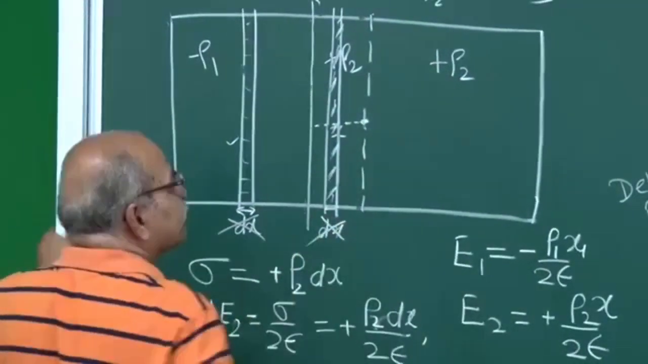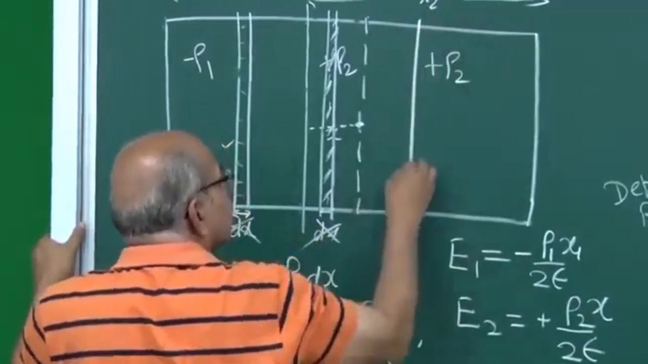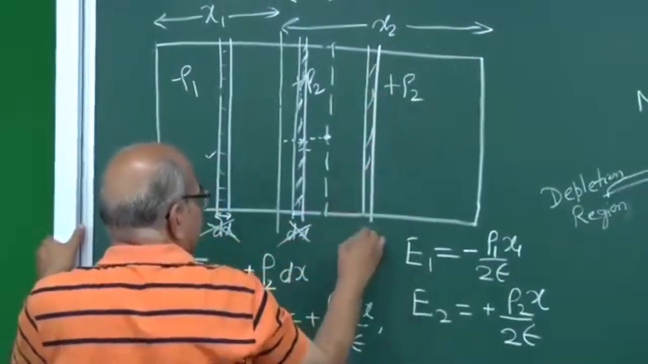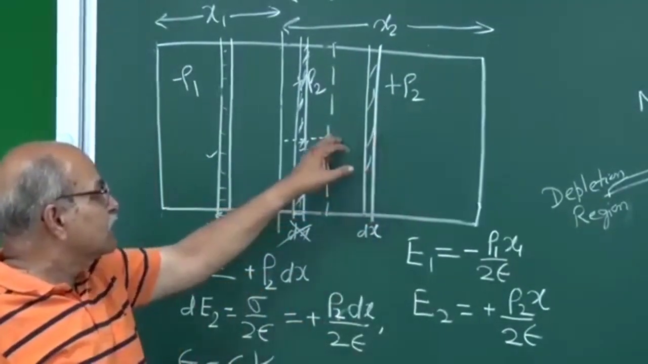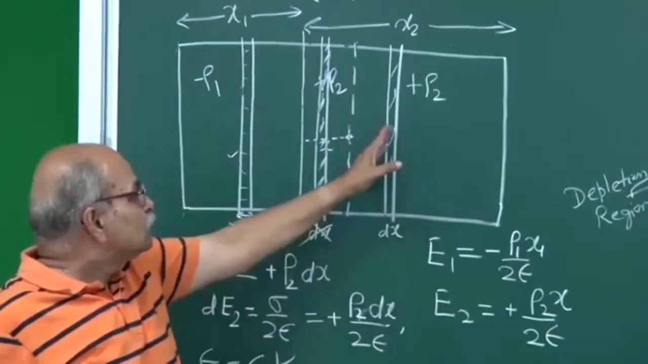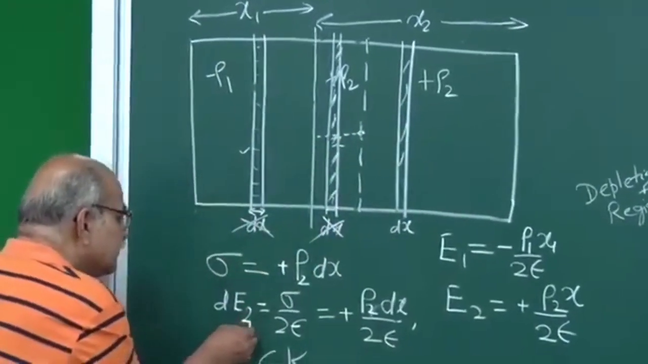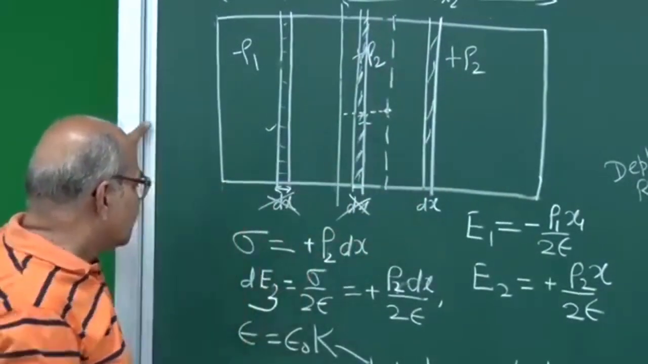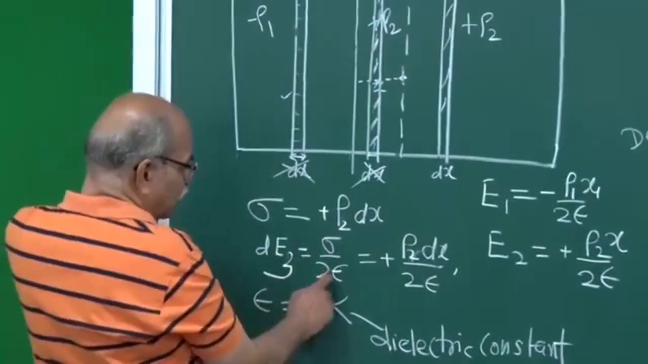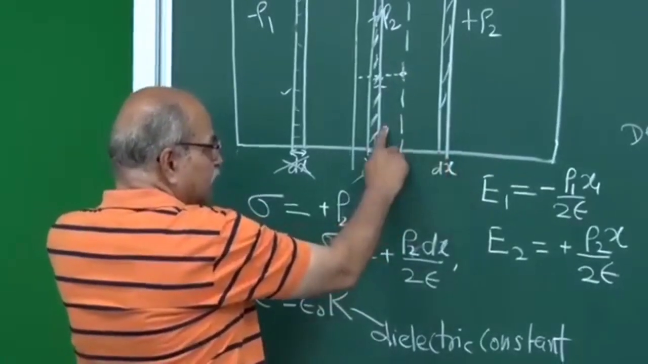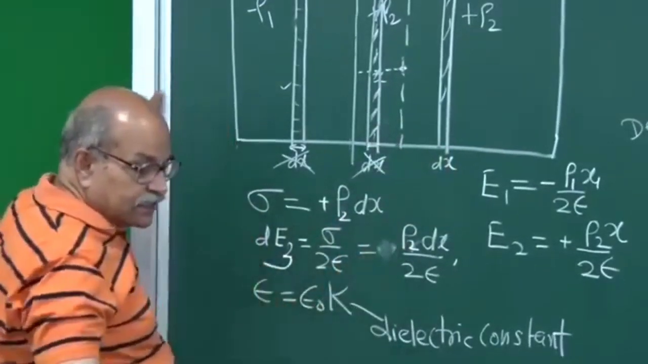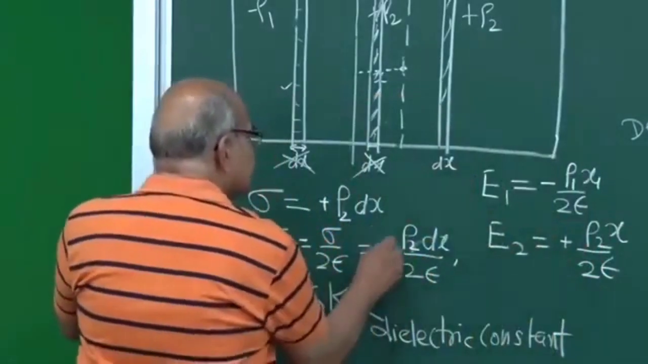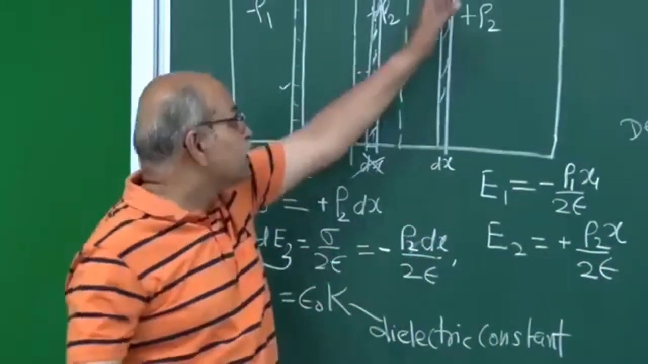So this dx is also over. So now let me take a layer here, this dx, and because of this you calculate what is the electric field here, and then integrate from this point to that point. So once again you can write dE3. So dE3 will be, the sigma remains the same because this is plus ρ2, so ρ2 times dx. So sigma remains the same, ρ2 dx. dE3 is sigma over 2 epsilon naught, which is ρ2 dx over 2 epsilon naught, but now it will be in negative direction, right?